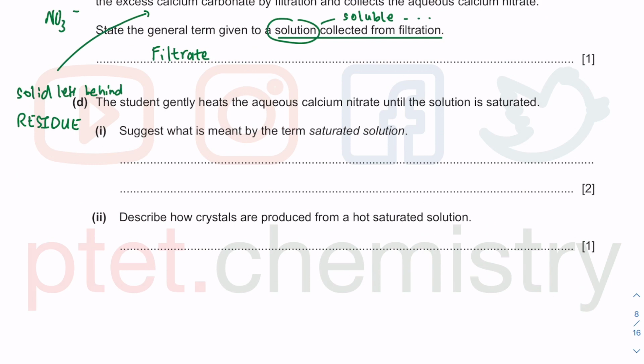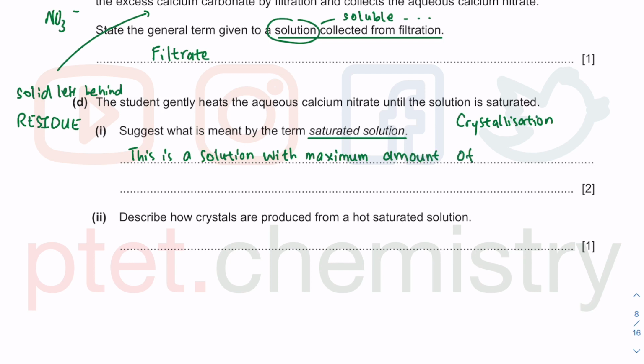Part D, so this is about the process of crystallization. In the steps leading up to the process of crystallization, we talk about heating the solution until saturated. So this is a solution with the maximum amount of solute. So you have the most amount of solute, maximum amount of solute, dissolved in a given volume of solvent.